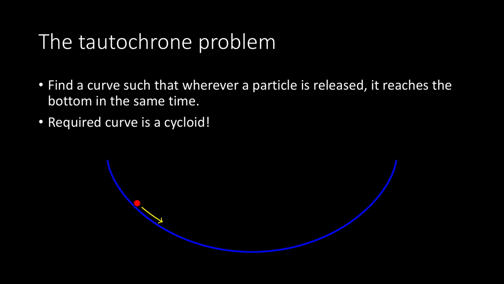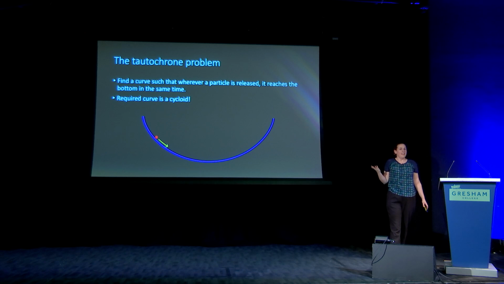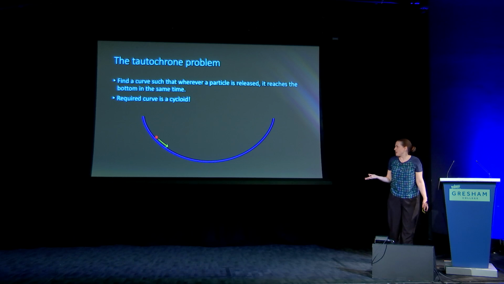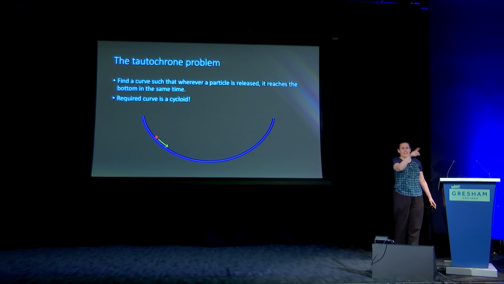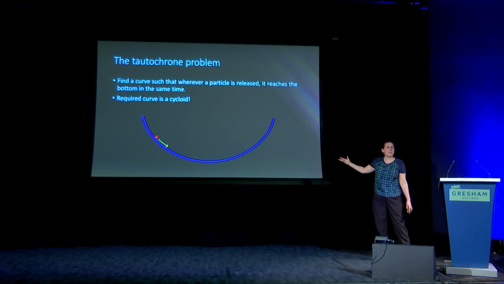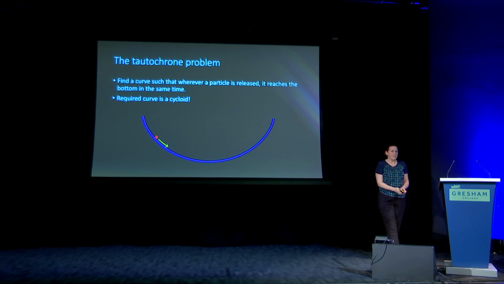It's actually a cycloid. I've turned it upside down, but it's exactly this cycloid that we've seen, which is astonishing the first time you see this, because a cycloid is just like a circle rolling along a straight line. Why would that be the answer to the tautochrone problem? That's one of the wonderful things about mathematics, that you sometimes have these beautiful coincidences. So this is the solution to the problem.